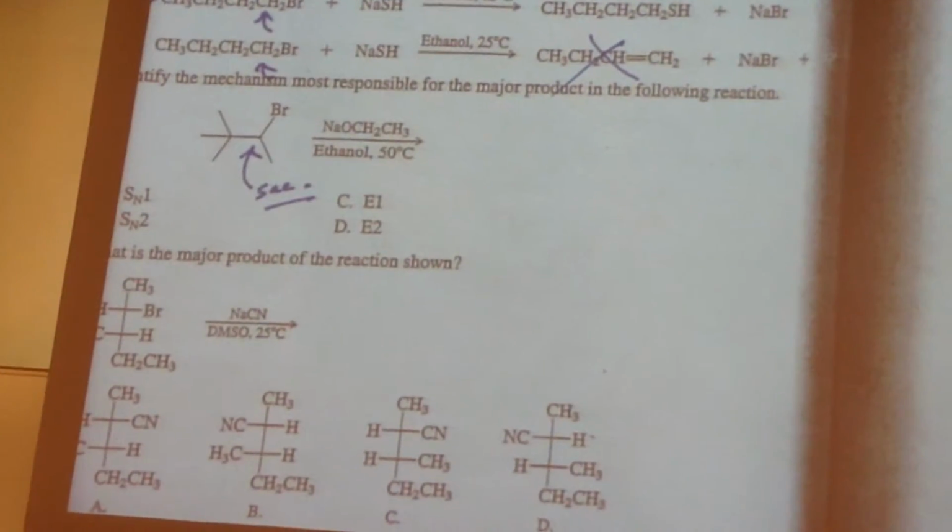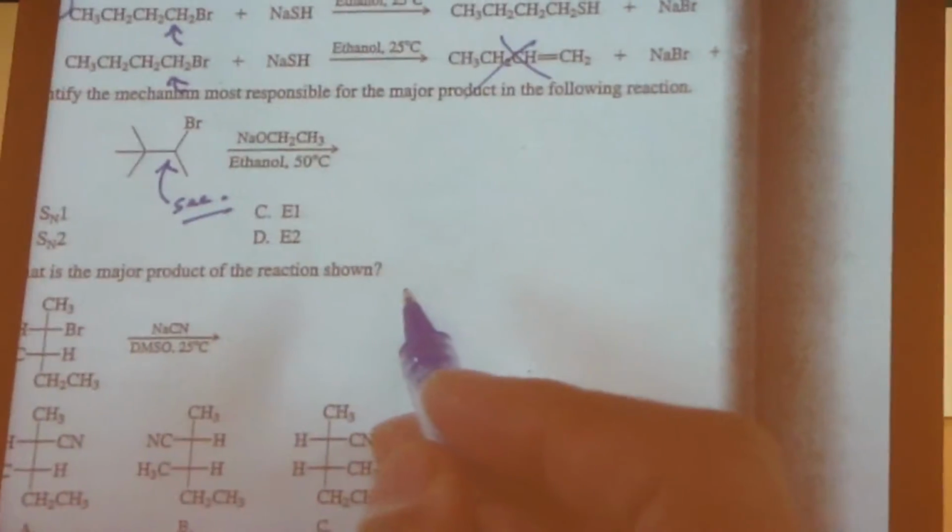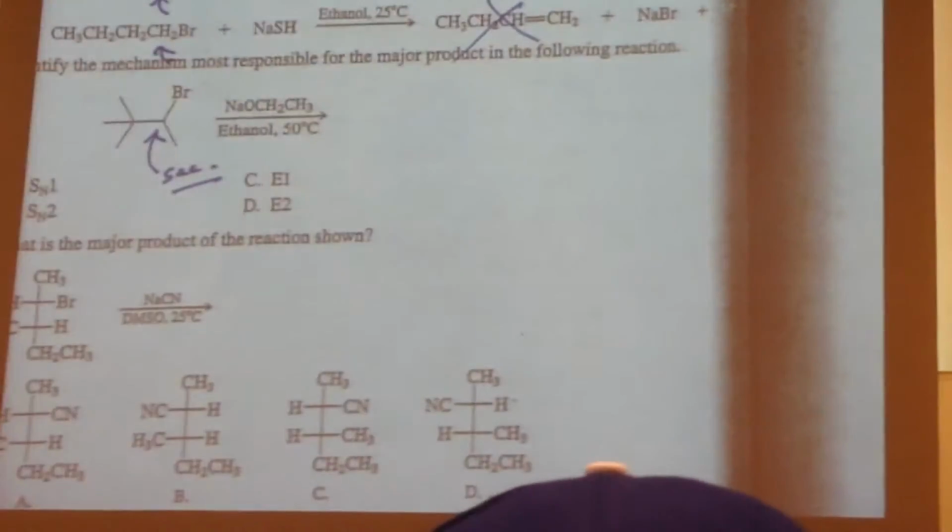And if it was primary, then the substitution would be predominant. But in this case, elimination is preferable, and it is going to undergo an E2 process.